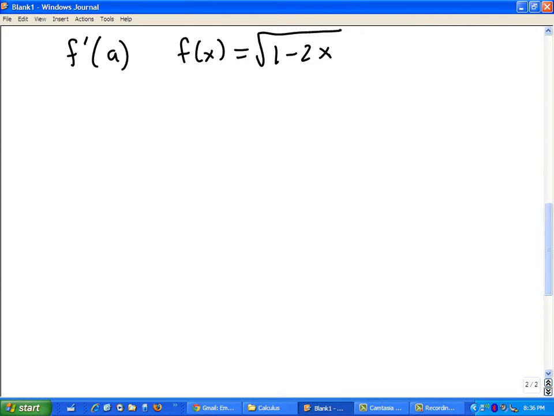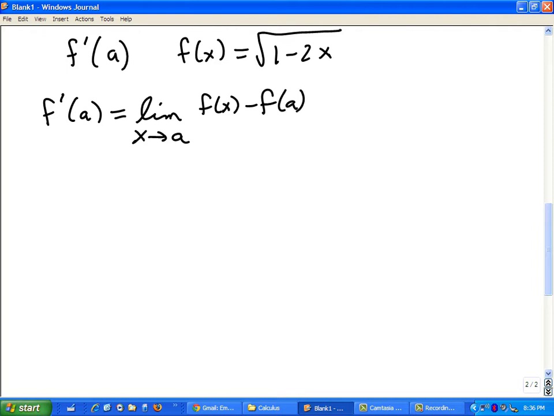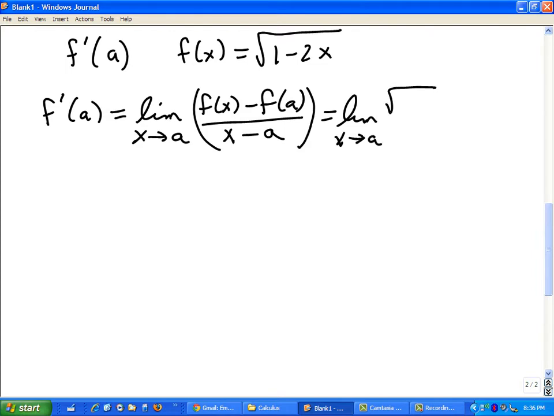F prime at a is a limit. It's the derivative, so it's a limit as x gets close to a of f of x minus f of a over x minus a. You should do this like this. Don't skip this step because it helps you remember the definition of the derivative. It's the limit of the difference quotient. So now you just substitute. This is the limit as x goes to a of the square root of 1 minus 2x minus the square root of 1 minus 2a divided by x minus a.